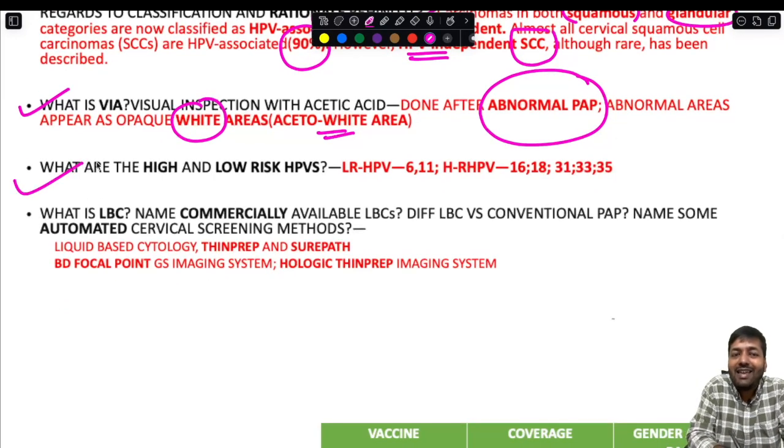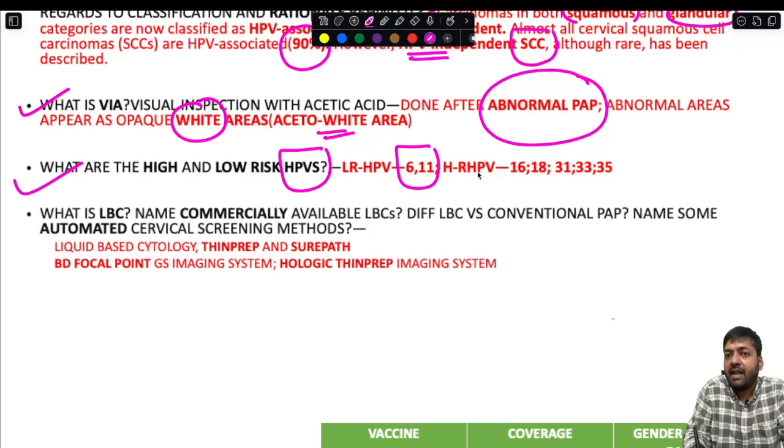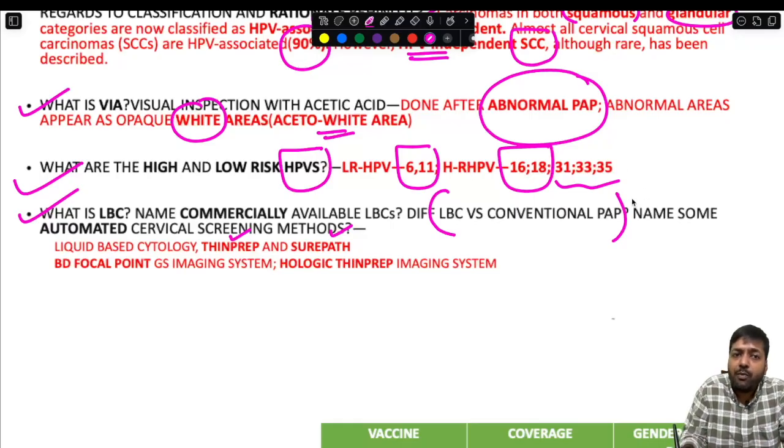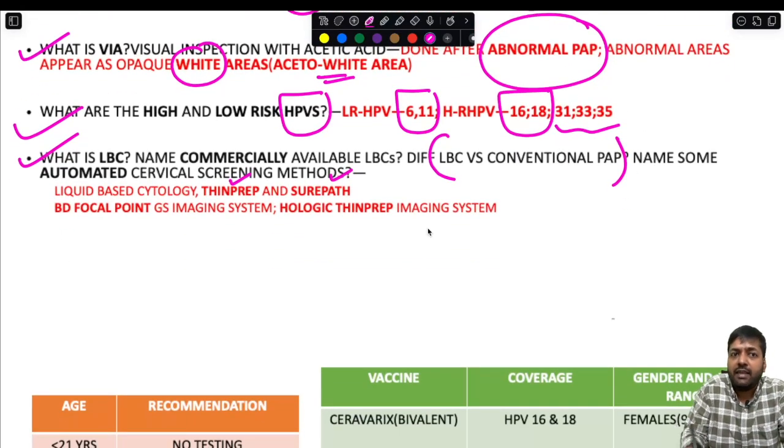What are the high and low risk HPVs? Low risk HPVs are HPV 6 and 11, and high risk HPVs include 16 and 18. If they ask you to answer more, you can add 31, 33, 35 as well. Now what is LBC? LBC is liquid based cytology, and the commercially available LBCs are ThinPrep and SurePath. How do you differentiate between the two? I have discussed in detail, so I'm not repeating it here again. And name some automated cervical carcinoma screening methods. So they are the BD FocalPoint GS imaging system and the Hologic ThinPrep imaging system.